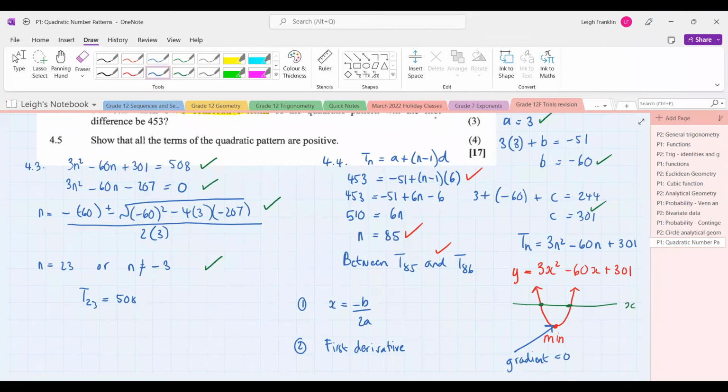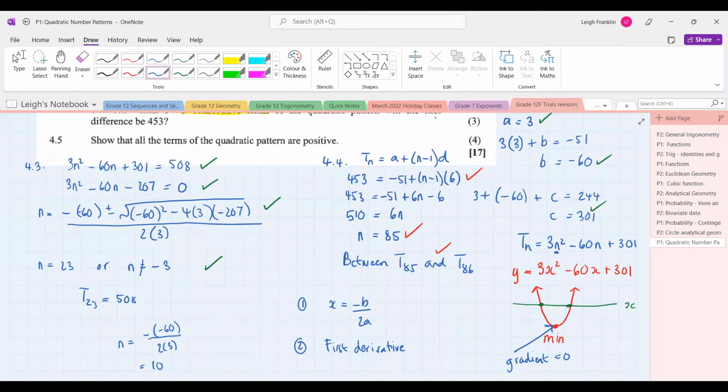Okay, only now it's not x that we're calculating. Remember, we're working with number patterns, so we're calculating n. So we're going to say n is equal to negative b, which is negative 60, over 2 times 3. Okay, so that means that n is going to be equal to 60 over 6, which is 10. So the 10th term is the minimum of the pattern.